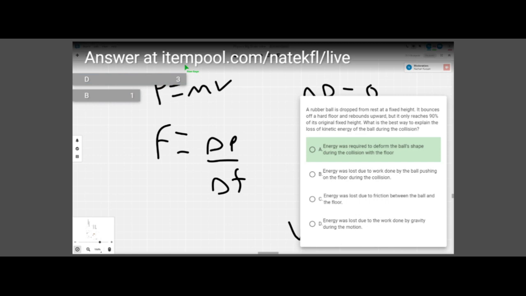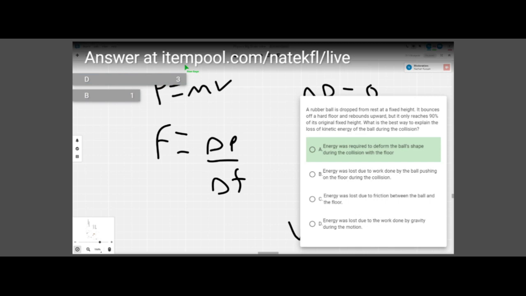C says energy was lost due to friction between the ball and the floor. And if you think about a ball going straight down onto the floor and bouncing back up, there really isn't any friction there because in order for there to be friction, the ball would have to slide on the floor and move in a direction that the floor can actually put friction on the object. So there's no friction in any lateral direction or in any upwards direction rather, that would affect its kinetic energy in the vertical direction. So it's not C.